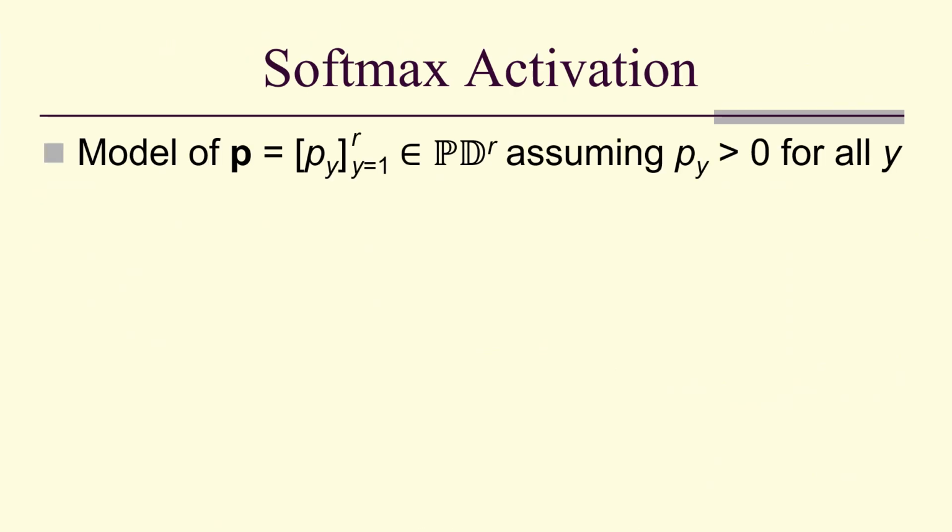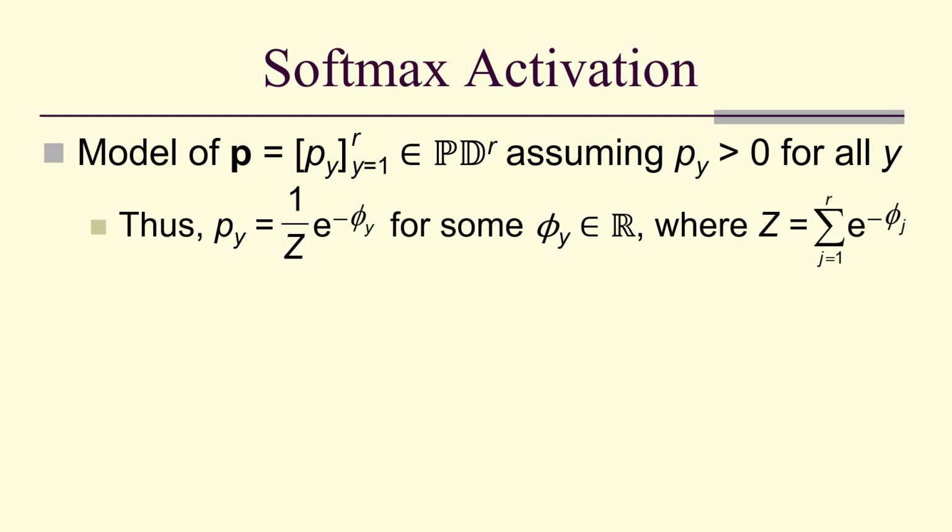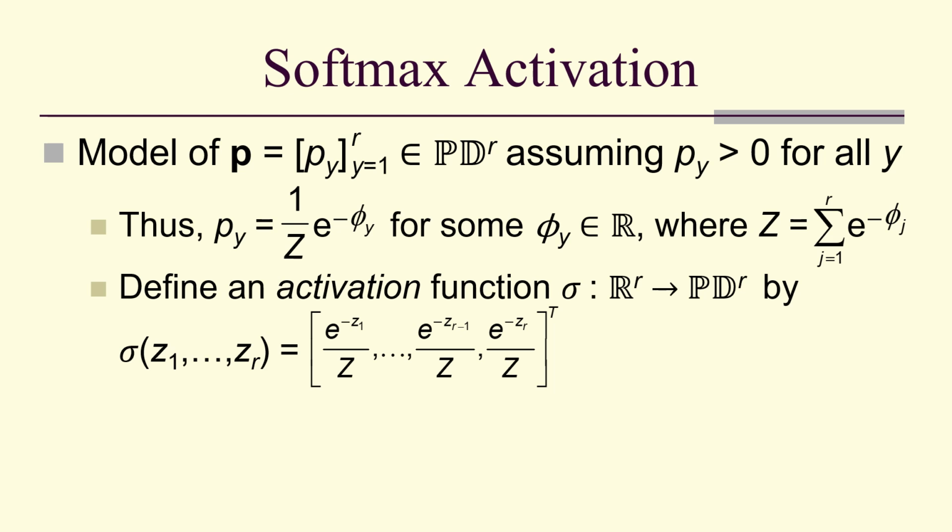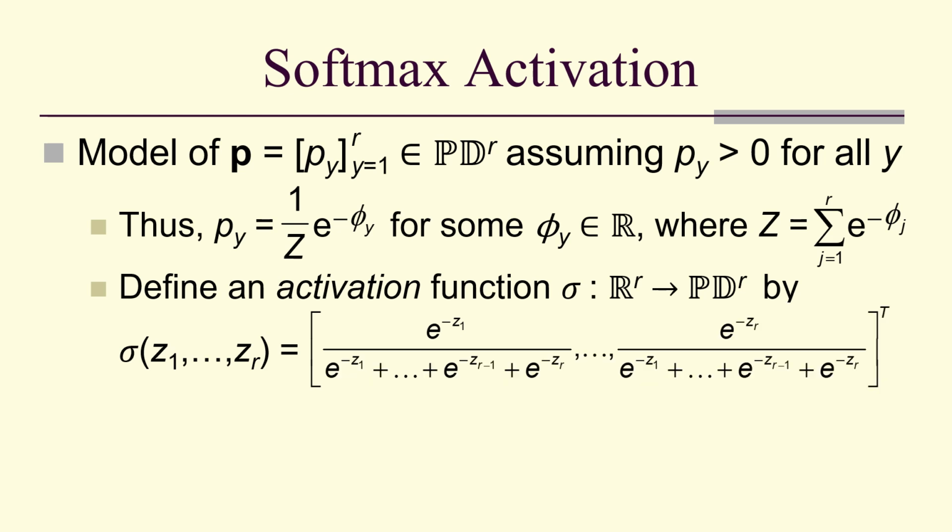So let's start with a model of a probability distribution on R objects where each of the probabilities is positive. So P sub i, the probability, can be written as 1 over Z e to the negative phi sub i for some phi sub i in R, and Z is our partition function. We can define an activation function motivated by this model as the vector with entries e to the negative z1 over capital Z, and so on, through e to the negative z sub r over capital Z, which looks something like this when we put in the definition of the capital Z.